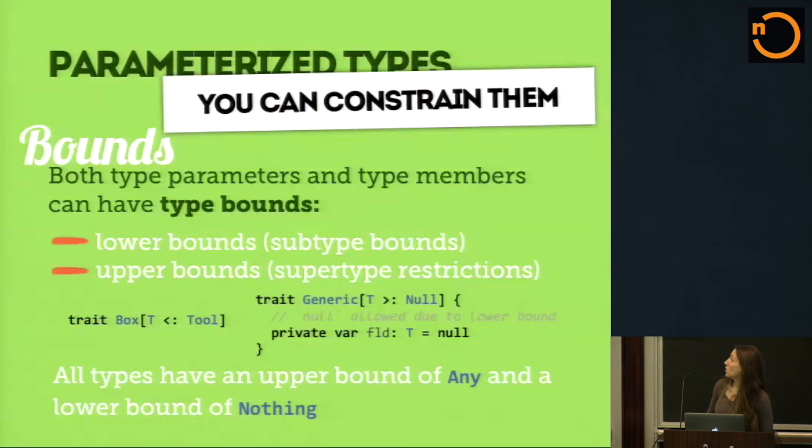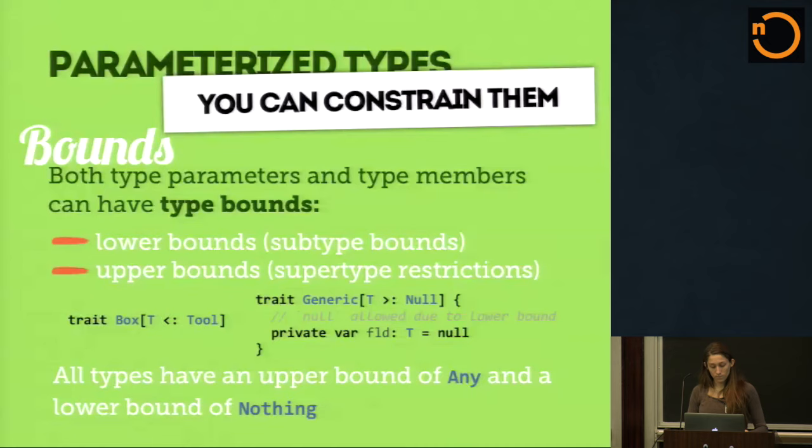And then you have this other thing called bounds, which you can put all over the place, on type members and whatnot. You can put a bound on a type parameter inside of this generic thing here, and basically you have upper and lower bounds. In this trait Box here, you basically say that you'll take any type T that is Tool or bounded by Tool, and then the other way around for the upper bounds.